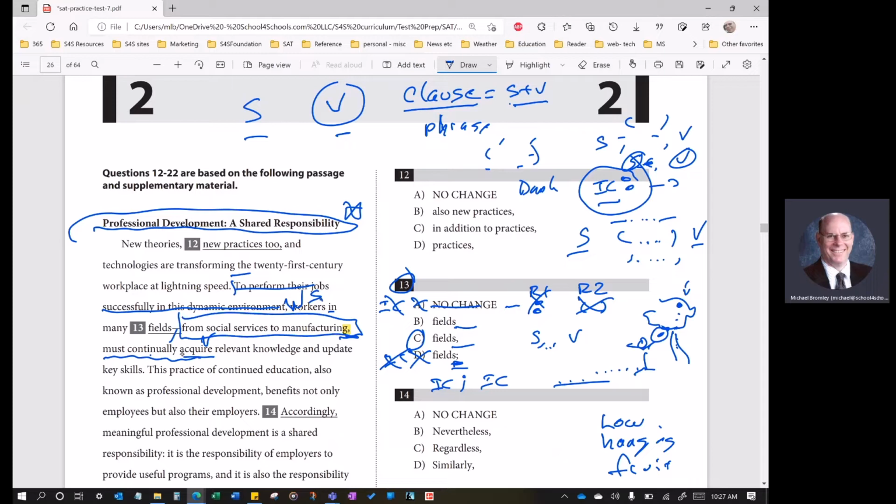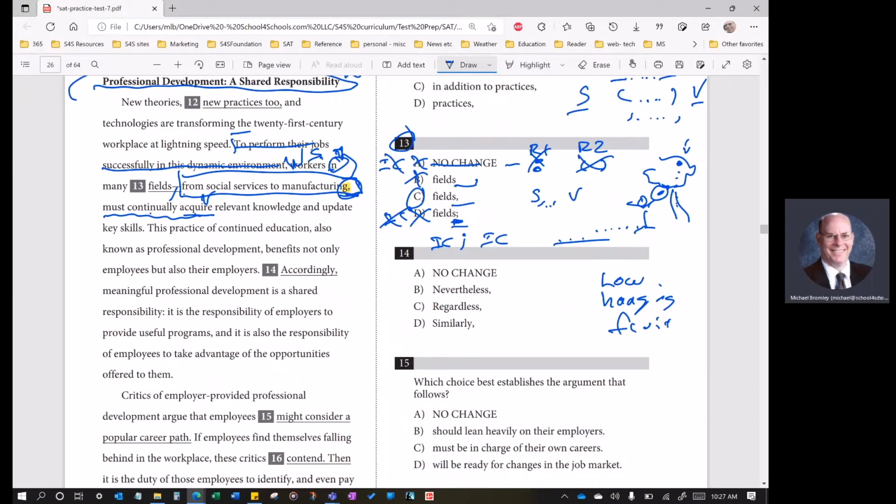So I've got subject verb interrupted by what we call from social services to manufacturing. It's actually a prepositional phrase, but it's acting as what we call an appositive, which is to give information to describe workers. Notice how we have this: workers in many fields, from social services to manufacturing. This is a series of prepositional phrases, all of which add information. It's not the core of the sentence, which is workers must continually acquire. And then again, we get the reason why B is wrong, because we need an additional comma here to match it up. So I go with C.